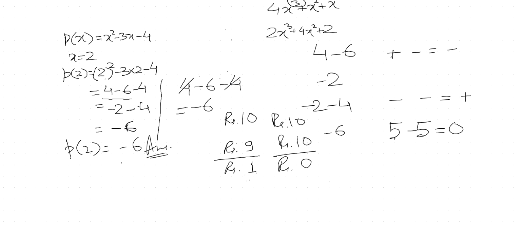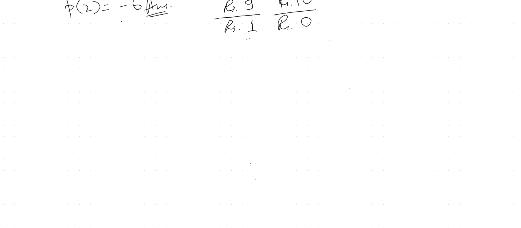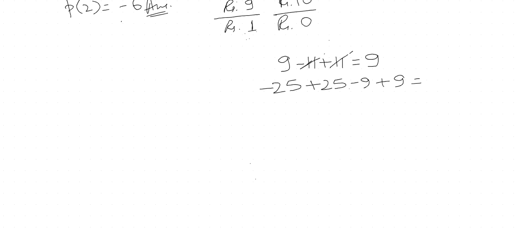Are you guys understanding? Okay, good. Now tell me, what will be the value of 9 minus 11 plus 11? Tell me quickly. 9. Why 9? Because plus 11 and minus 11 will be cancelled. Okay, minus 25 plus 25 minus 9 plus 9. What will be the output? 0. Very good.